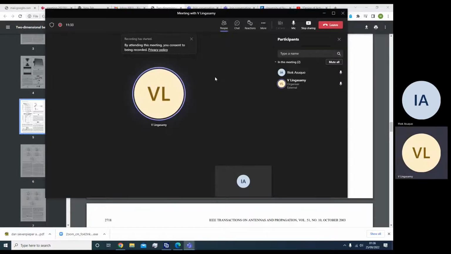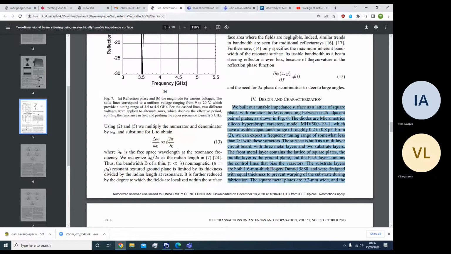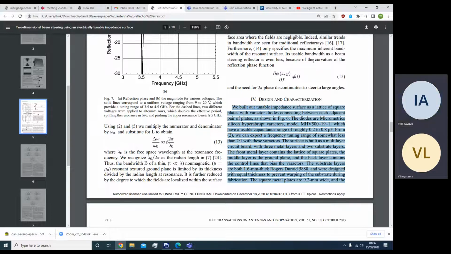Okay, so what we can do is, can you minimize this? Three layer means, I will tell you later. Two substrates, three layers means on the C. Substrate one is on the bottom. Substrate one has two metal layers, on the top as well as the bottom. Just above that, you have one more substrate, substrate number two. Above that, you have metal layers.